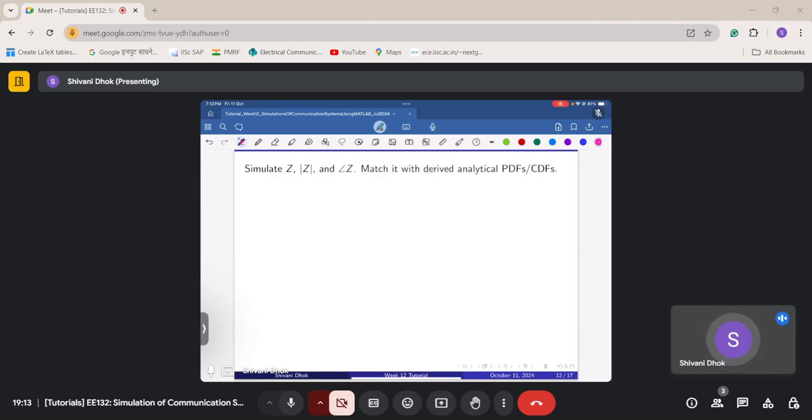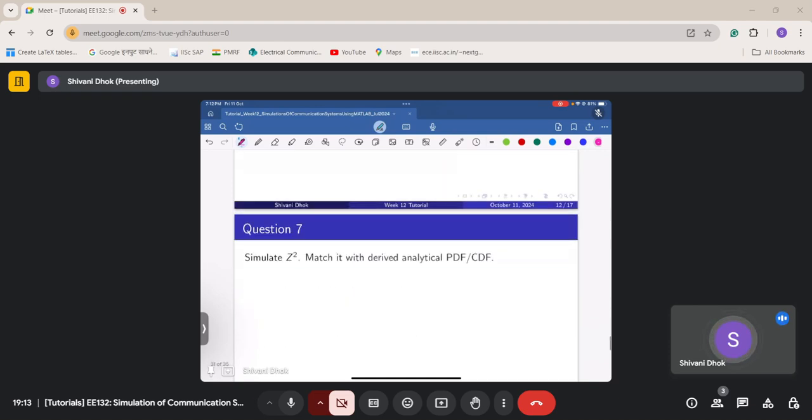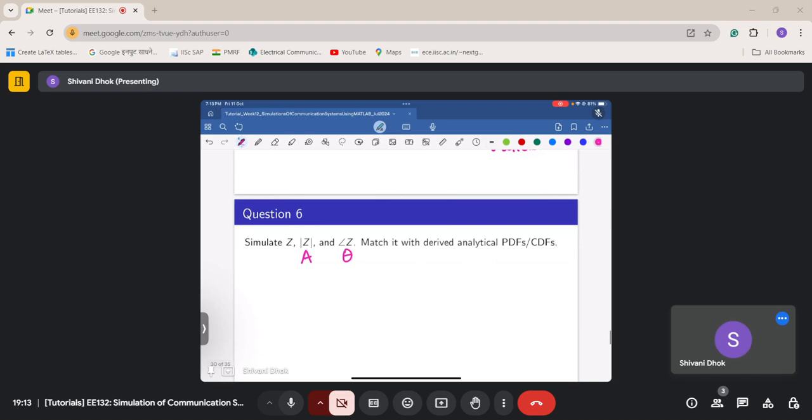What is asked in those simulation questions is, first we need to simulate Z, then we need to simulate A, which is the magnitude of Z, and then we need to simulate theta, which is the angle of Z. And after that, we need to look at the magnitude of Z squared, that is A squared, which is B, and match it with the derived PDF or CDF. So let's do it for the PDFs.